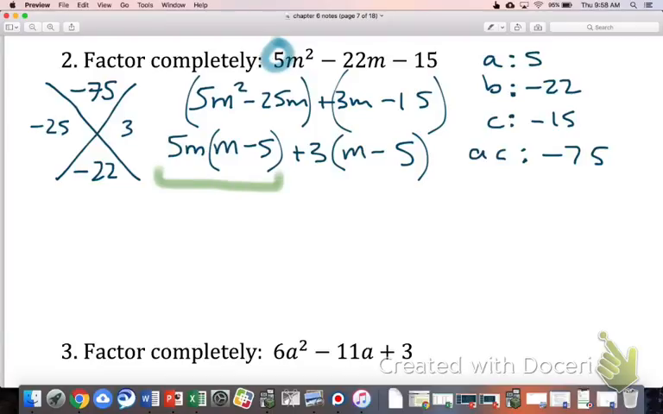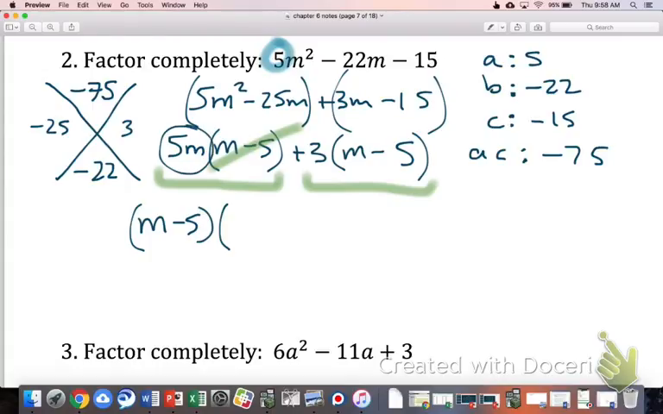Now, I've got one term here, I've got another term there. What's in common between those two terms? Don't they have an m minus 5? And so I'm going to think of that as another GCF I can take out of the whole thing. So now as I factor that out, m minus 5 is factored out. On that first term, if I factored out the m minus 5, what's left over? 5m. And on the second term, if I factored out the m minus 5, what's left over? Plus 3. And I've got it.